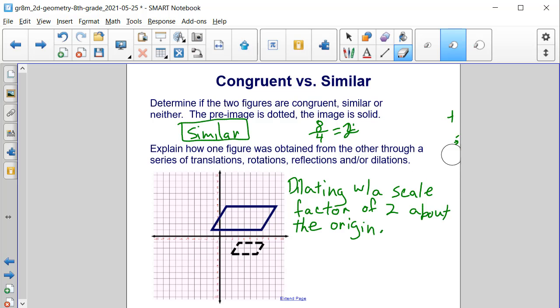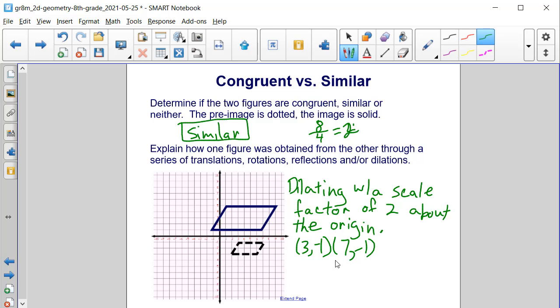So let's actually draw our new parallelogram in there that is not showing for the middle step. And to make this a little bit easier, we're going to write down the original coordinates of our pre-image. So we have (3, -1). We have (7, -1). We have (2, -3). And we have (6, -3).